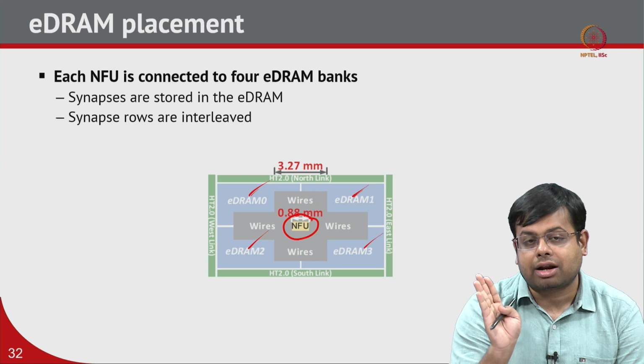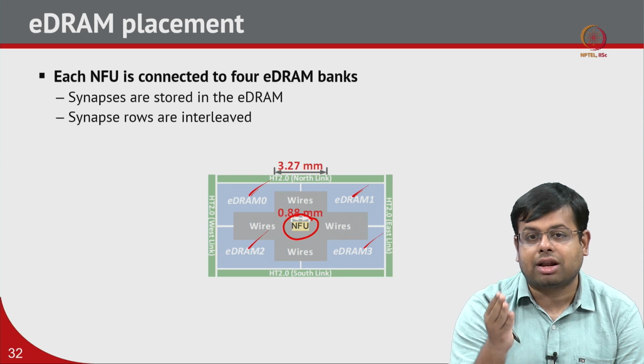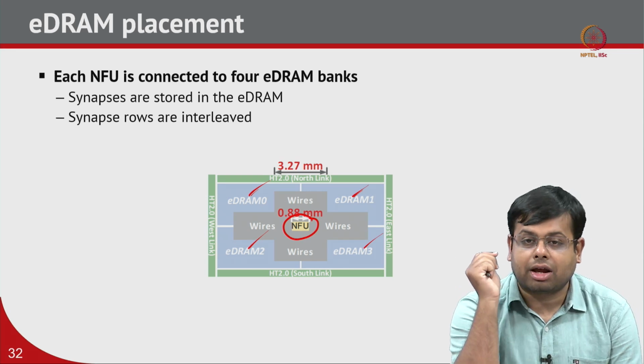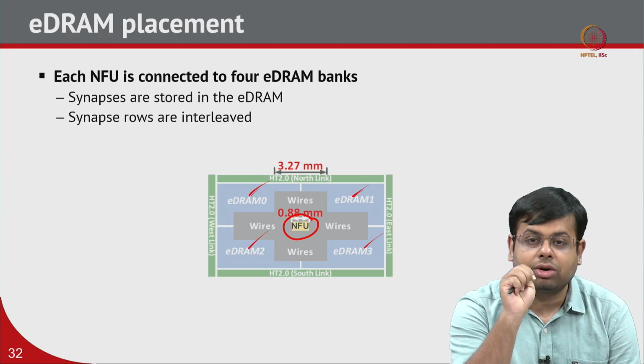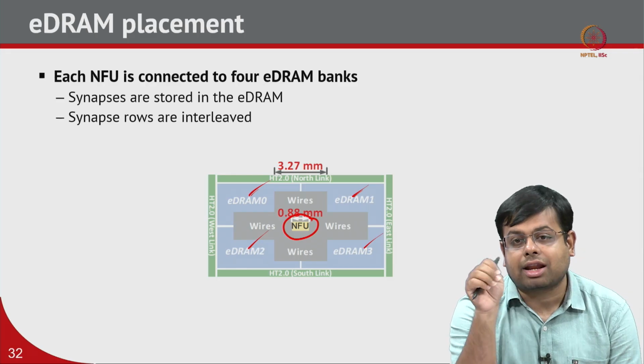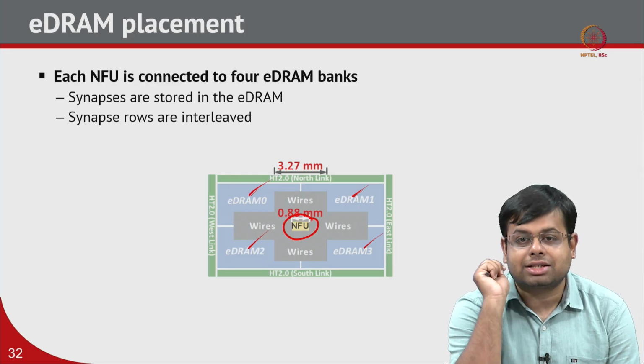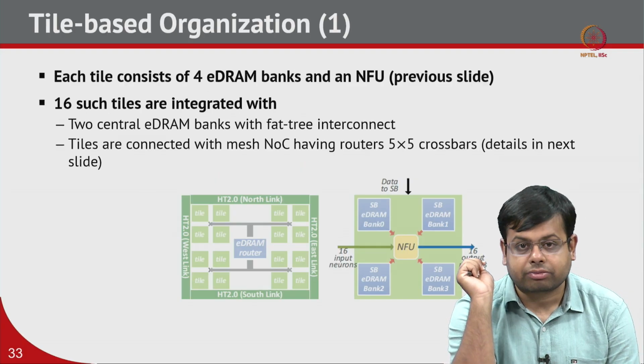In the earlier DianNao structure, if you remember, the NFU was there, and then we have 3 different buffers. Still we have 3 different buffers, but these EDRAMs are used only for synapses, and then these synapse rows are interleaved, so that the access latency is less.